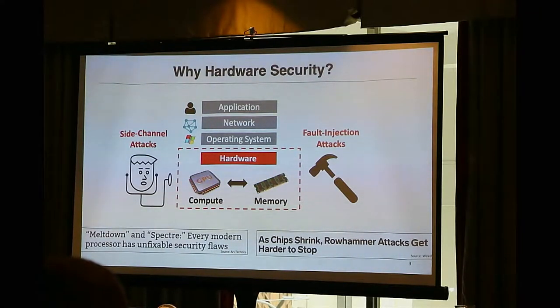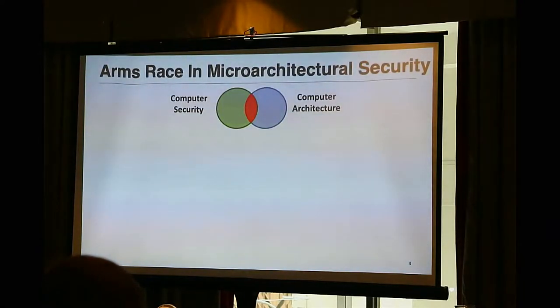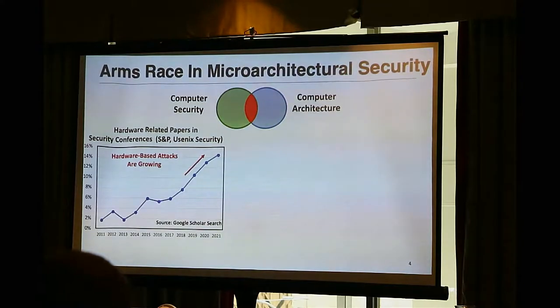Today, we are in the era of an arms race in the space of microarchitectural security. This arms race is playing out in two communities, computer architecture and computer security. If you look at past top conferences in security, like S&P and Usenix Security, the number of hardware-related or microarchitecture-related papers as a fraction of the total papers is growing, and it has seen an inflection point after 2018. So we're seeing a phase where attack papers are consistently exploiting microarchitectural vulnerabilities.